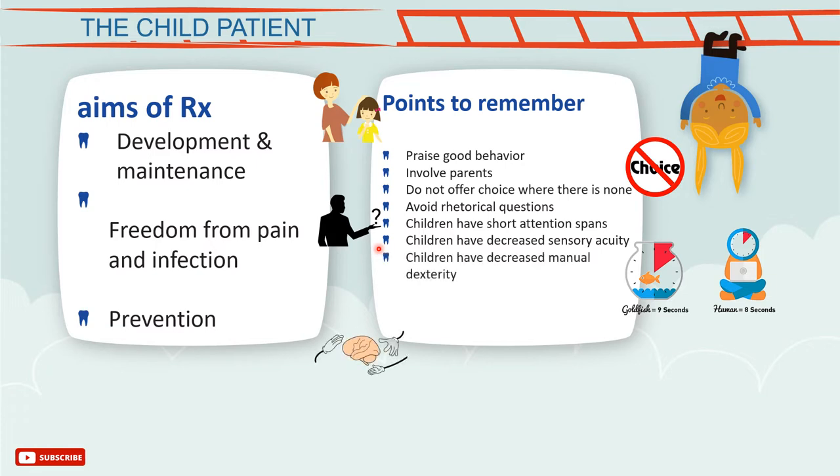Children have decreased manual dexterity, therefore, they may need help with toothbrushing when they are younger than 7 years of age. Formulate a comprehensive treatment plan, which should address both operative and preventive care. Start with simple procedures, like oral hygiene instructions, and progress at the child's pace to more complicated treatments. Set attainable targets for each visit and try to attain them.